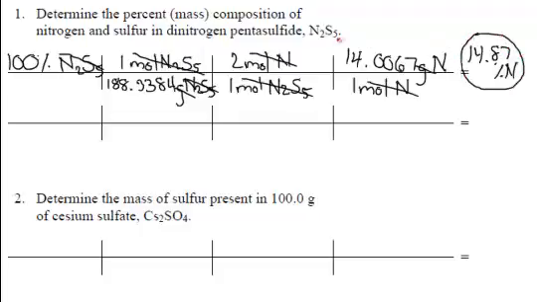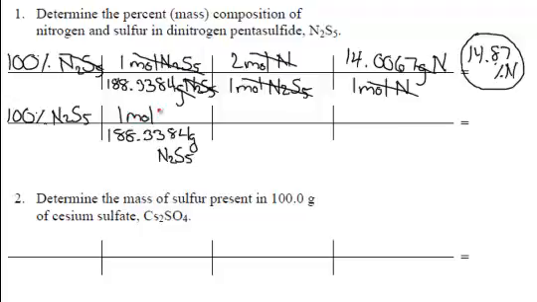Now, because there's only 2 elements here, we could quickly just subtract this from 100% and solve for the rest that is sulfur. We'll do it the same way we just did the other one though. 100% N2S5. 100% of that, since there is no sample size, would be 188.3384 grams of N2S5. And that is the molar mass, so that's for every 1 mole.